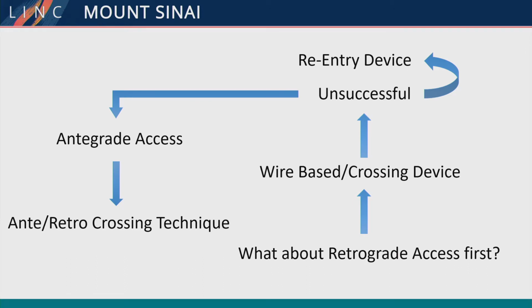So I'll show you a case next where we decided to go retrograde first. But with retrograde first, you can still use crossing catheters or wire and catheter. If you're unsuccessful, use a reentry device or come antegrade, and again, use your double antegrade-retrograde crossing techniques.